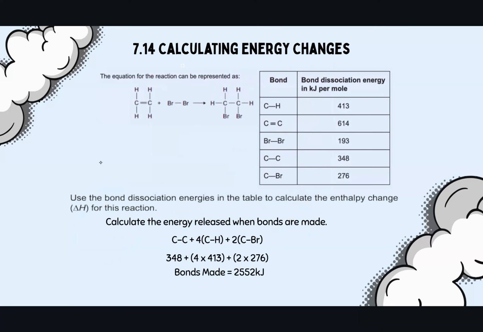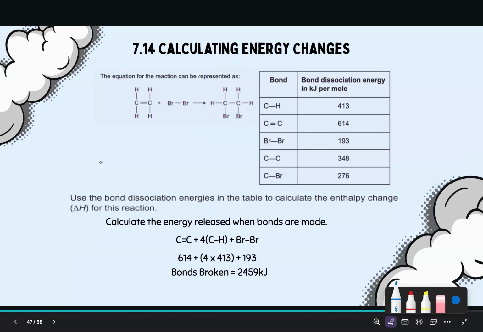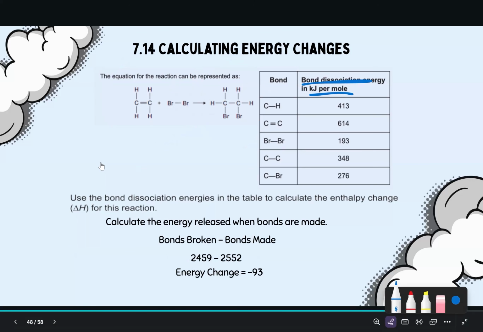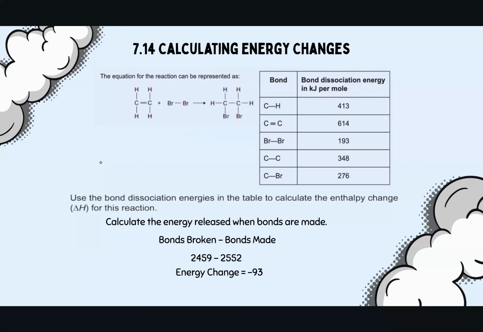So here's our reactants here, and here's our product. Now, in this question it says the equation for the reaction can be represented as, so we've got C2H4 plus Br2 becomes C2H4Br2. Now it says use the bond dissociation energies. That's the energy that's released when a bond is broken or made. The averages. And it says use this information in the table to calculate the enthalpy change for this reaction.